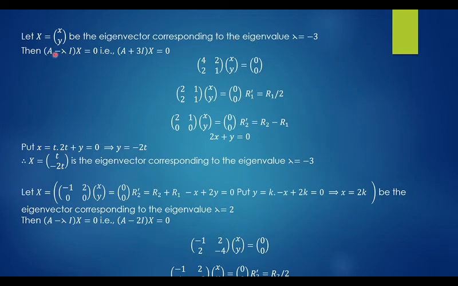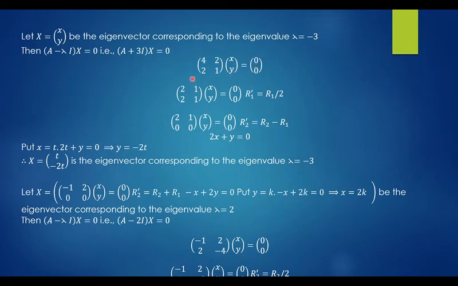Write it in the form (A minus lambda I) into X equals 0. Here lambda is minus 3, so it becomes (A plus 3I) into X equals 0. Add 3I to the matrix A, where A is the given matrix of the linear transformation; that is, add 3 to the diagonal elements of A. You get [4 2; 2 1] in the first and second rows, multiplied by the column matrix (x, y), equals the zero matrix (0, 0).